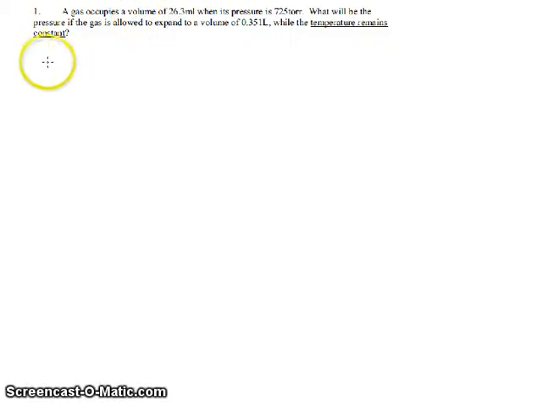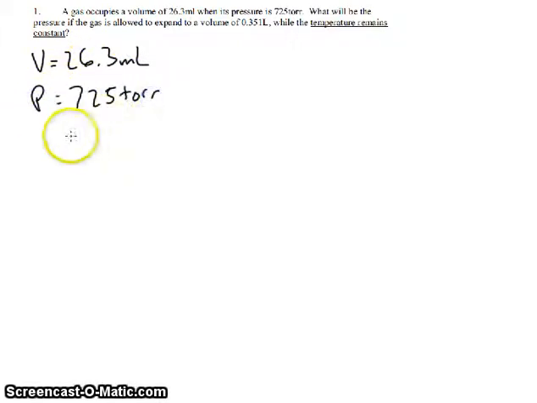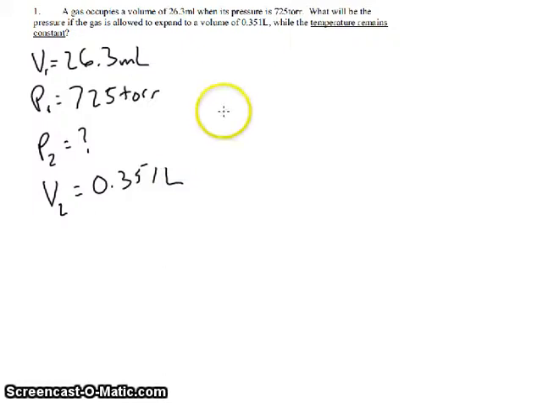The first thing we see is 26.3 milliliters, so that's a volume. And our pressure is 725 torr. And I want to know what the pressure will be when the gas is allowed to expand to a new volume. So now we've got a new pressure that we're looking for, and our new volume is going to be 0.351 liters.